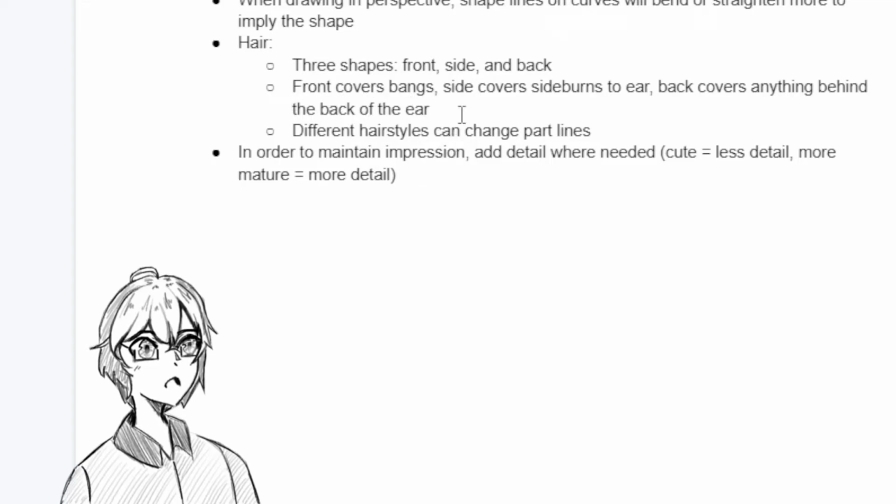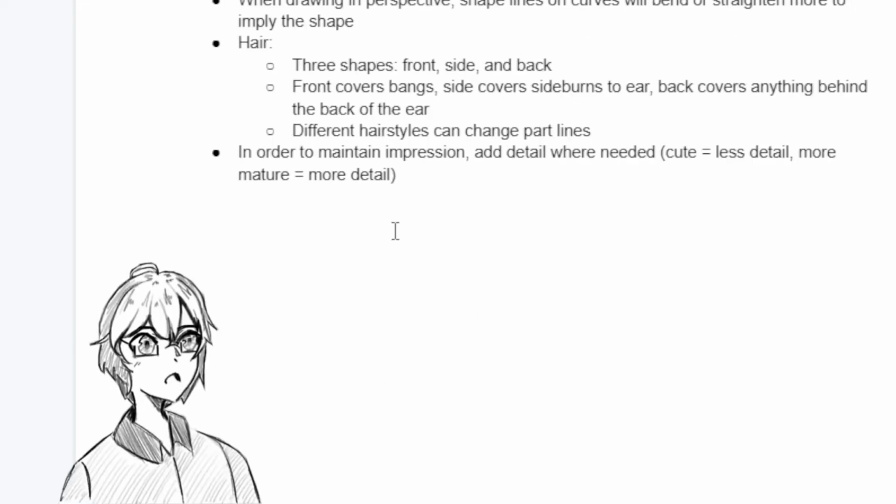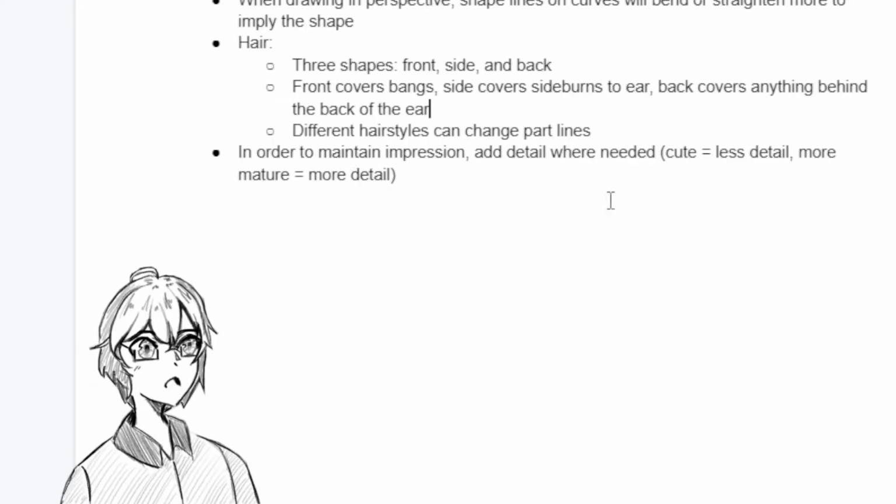The front covers the bangs, the side covers the sideburns to the ear, and the back covers pretty much anything behind the back of the ear to the back of the head. And different hairstyles can kind of change where those lines will part and what they dictate. But like I said, Chyan's going over hair in another lecture, so this isn't really important to stress and learn right now. And then in order to maintain impression, add detail where needed.